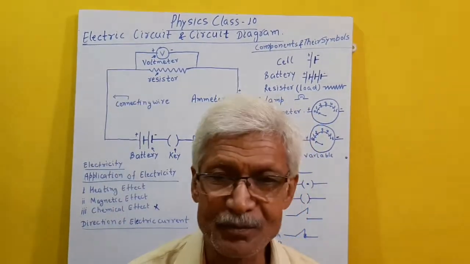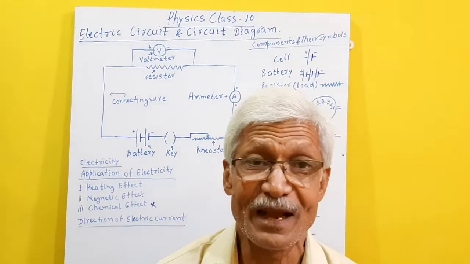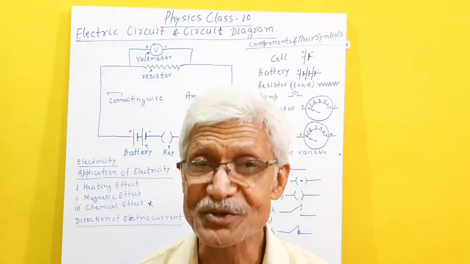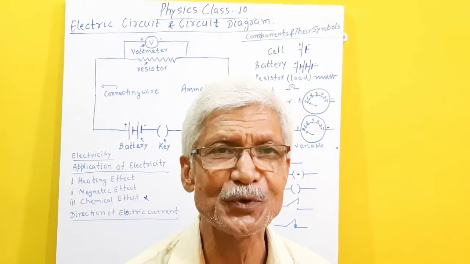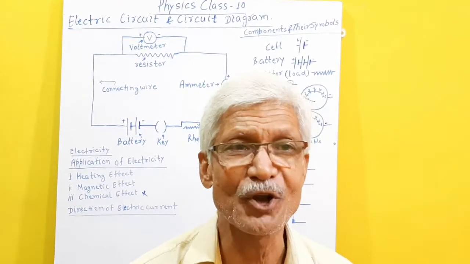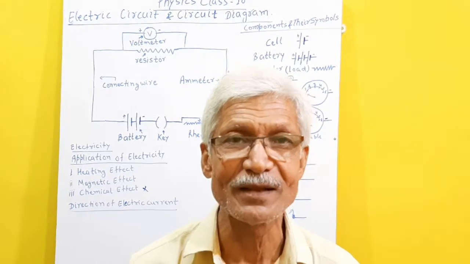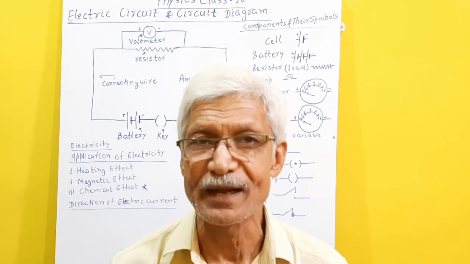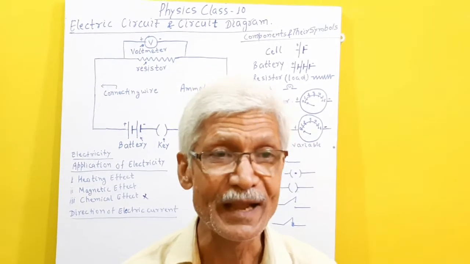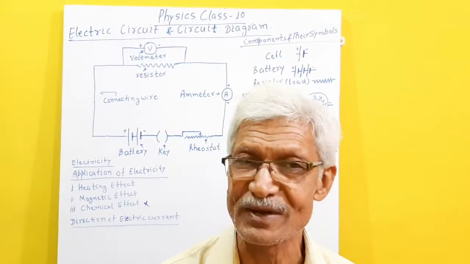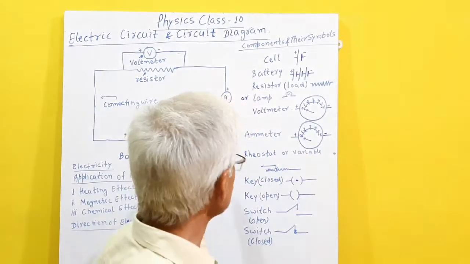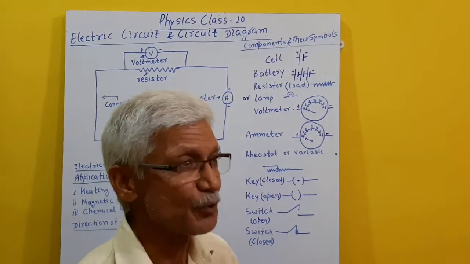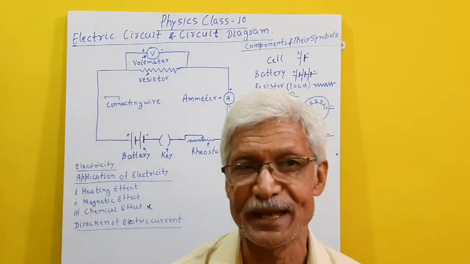So here a contradiction may arise, but you must ensure that whenever you are not asked for the actual direction of electric current, you have to take the direction of electric current from the positive terminal to the negative terminal. This is known as the conventional direction of electric current. And from negative terminal to positive terminal, it is known as the actual direction of electric current.